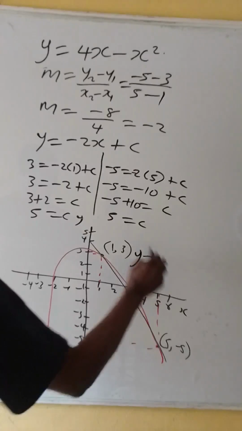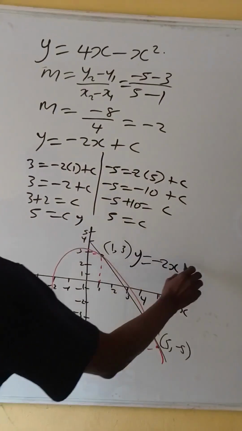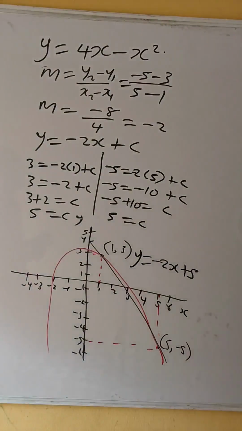Y equals, what do we have? Minus 2x plus 5. That is the second line equation. Y equals minus 2x plus 5. That's the second line equation. I hope you get my point. Now, the next one is equation of the tangent.